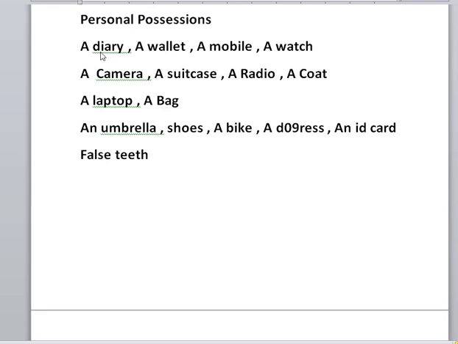So we have personal possessions. A diary, a wallet, a mobile, a watch, a camera, a suitcase, a radio, a coat, a laptop, a bag, an umbrella, shoes, a bike, a dress, an ID card, false teeth. Okay. It's about personal possessions.